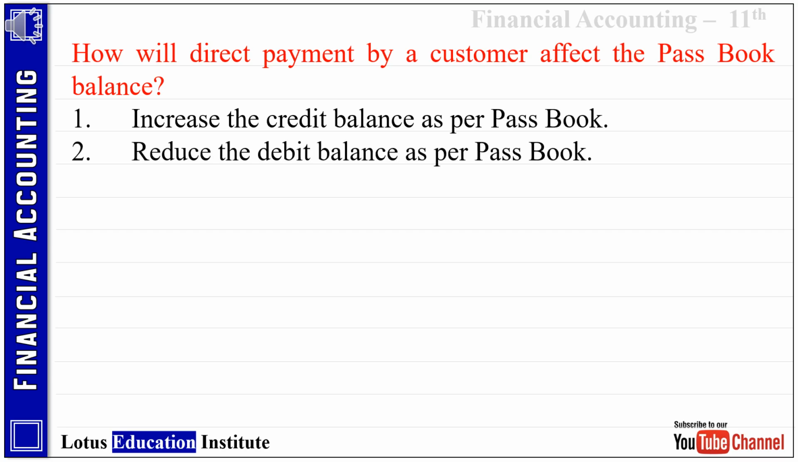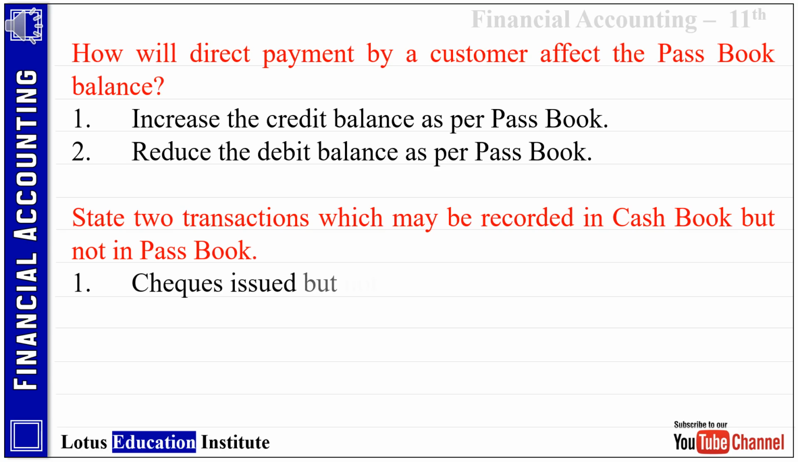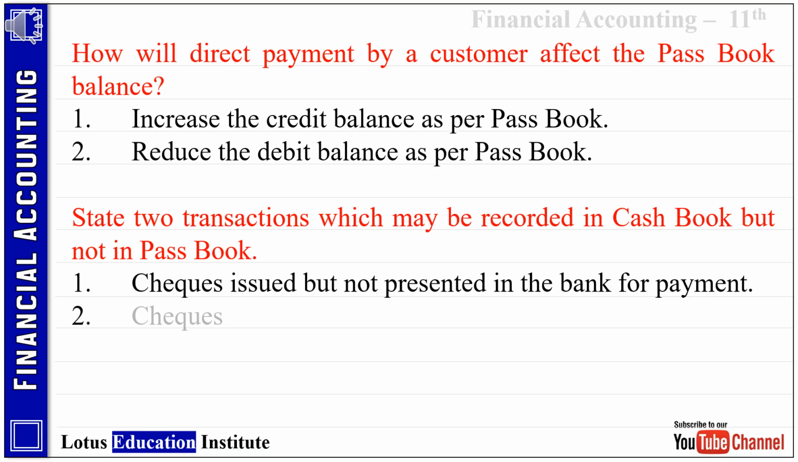State two transactions which may be recorded in cash book but not in passbook. 1. Checks issued but not presented in the bank for payment. 2. Checks deposited into bank but not credited or collected.